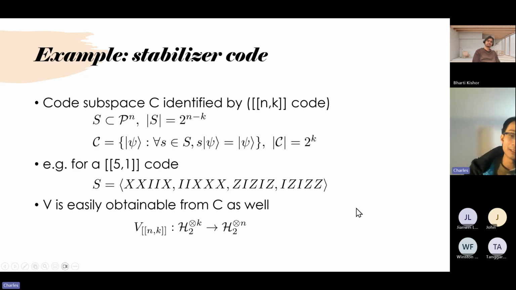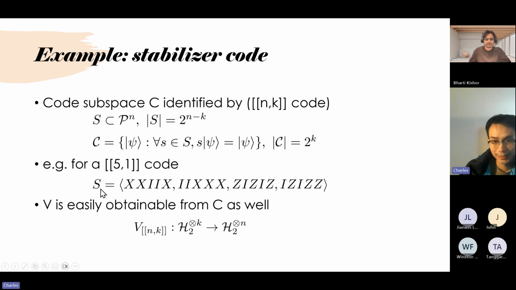A common example that everyone is familiar with is the stabilizer code, where we can generate the code subspace from an abelian subgroup of the Pauli group. Let's call it S, and we take the +1 simultaneous eigenspace of these group elements and call it the code subspace. If I want to create a code that encodes k logical qubits into n physical qubits, I just have to pick a group of order 2 to the n minus k, and that will create for me a code subspace of dimension 2 to the k.